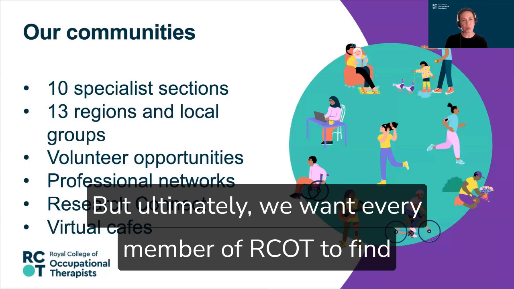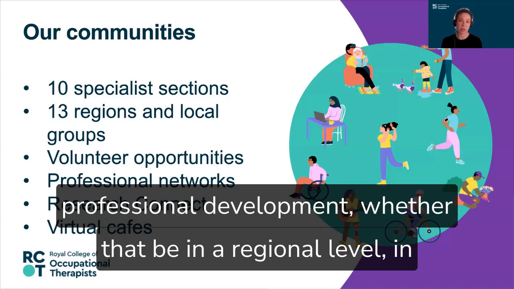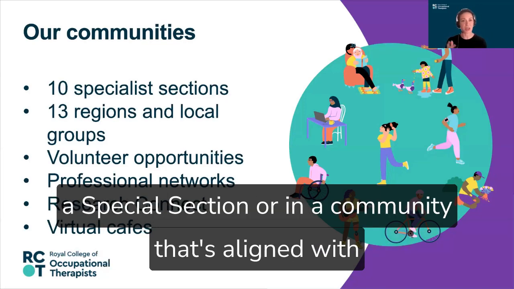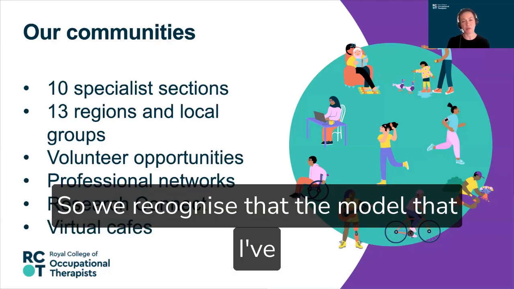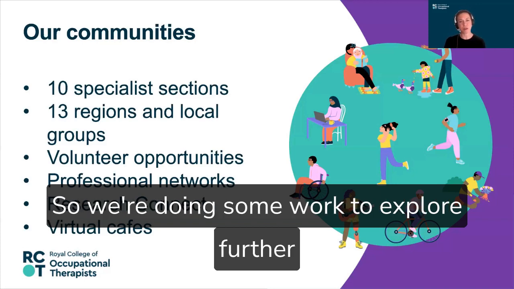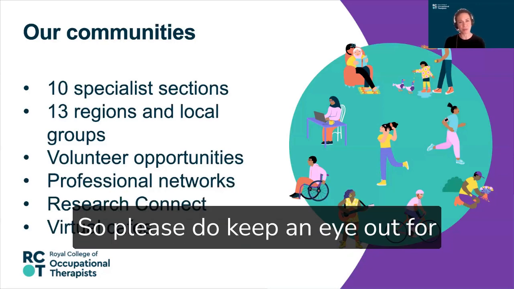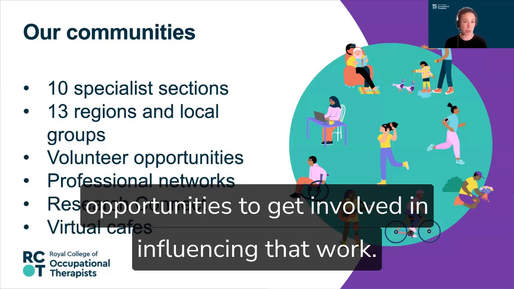Ultimately, we want every member of RCOT to find a community where they belong and which can support their professional development, whether that be on a regional level, in a specialist section, or in a community that's aligned with any element of your professional life. We recognise that the model I've just shared with you does have some gaps, so we're doing some work to explore further how we can expand our current communities model. Please do keep an eye out for opportunities to get involved in influencing that work.